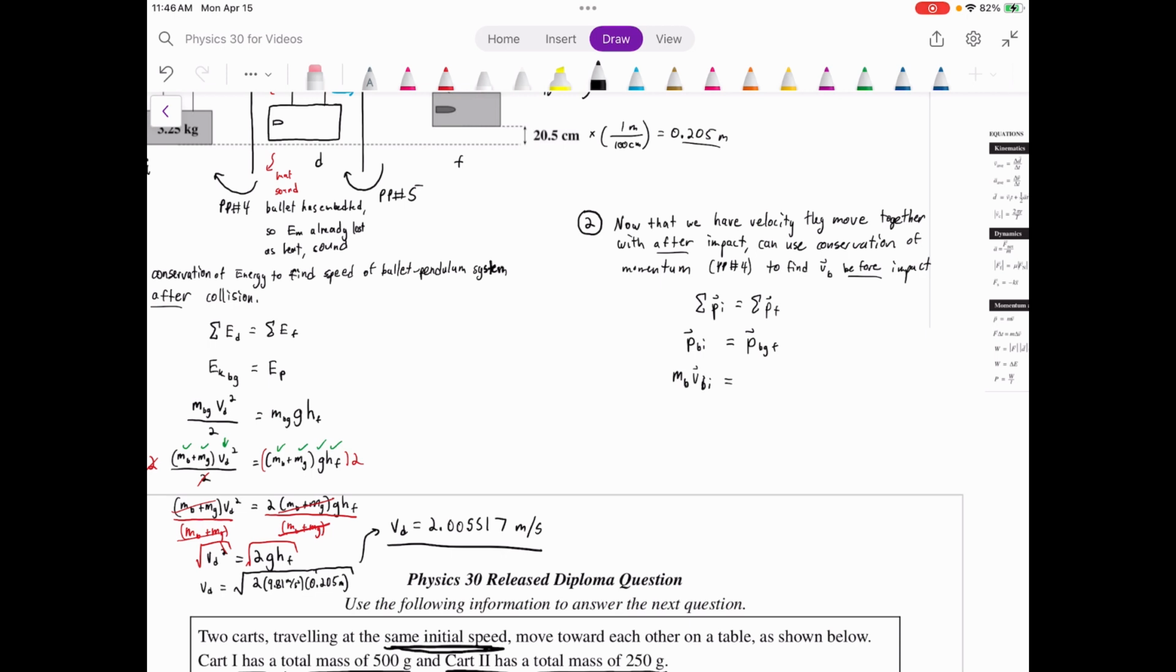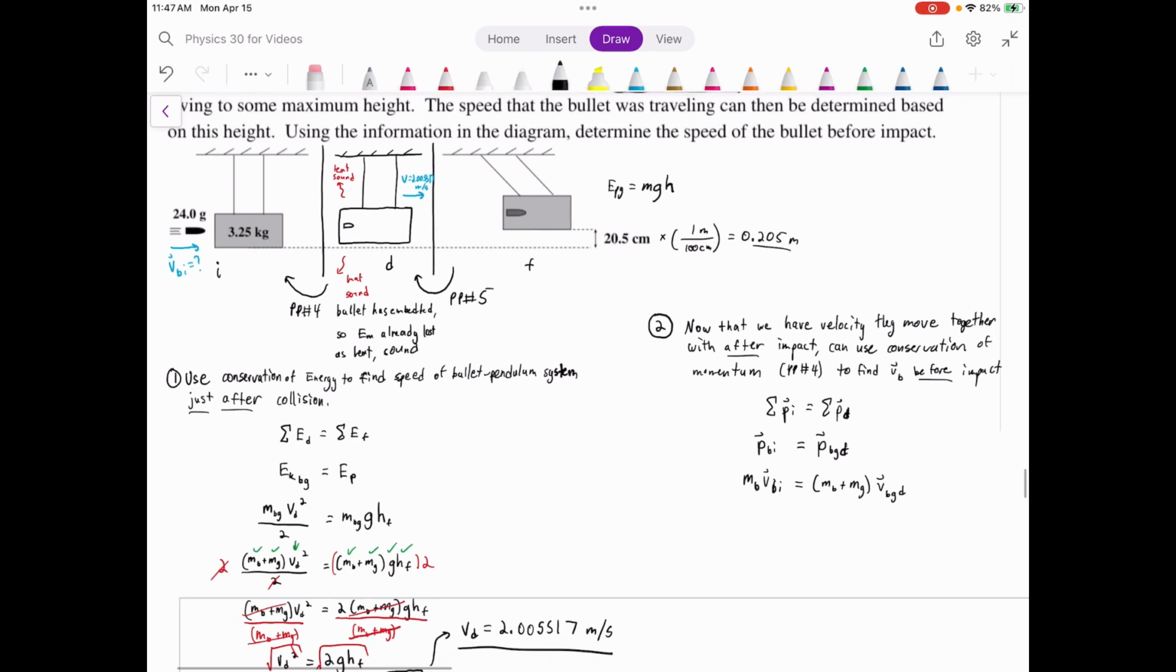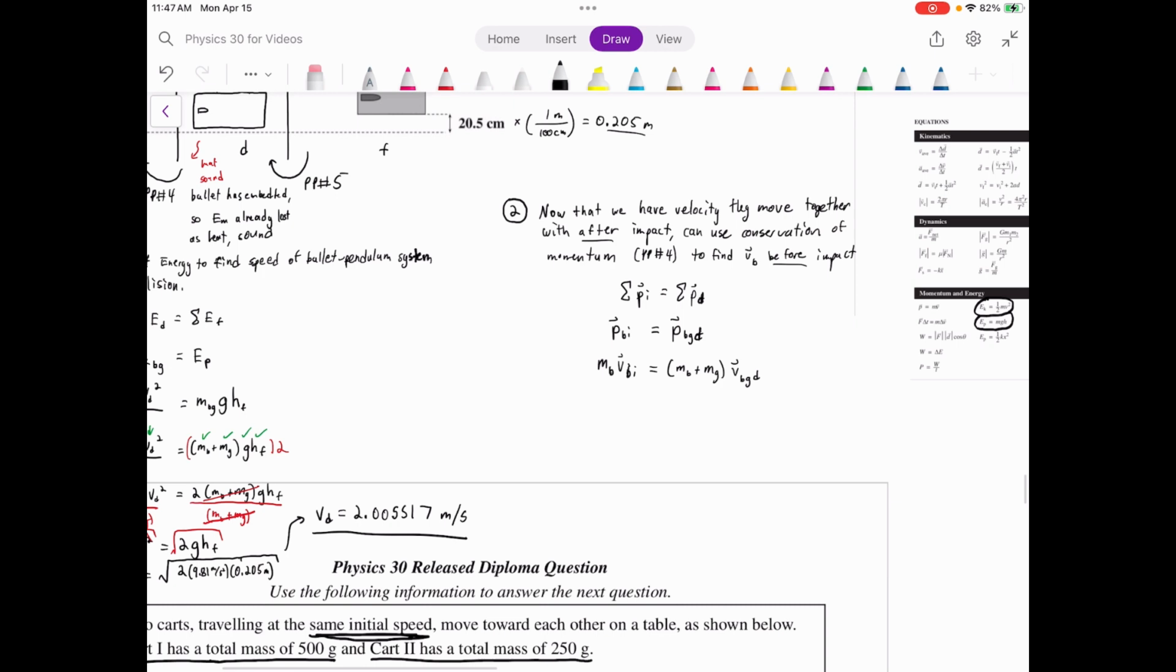And that will be equal to the momentum of their combined mass, which is just their combined mass, bullet plus mass gel, times their combined velocity, which we just found in the first step, right? That's why we found it. So times the velocity of, I said final here, I guess I should say during, if I'm being consistent, okay? The velocity of the bullet gel system during, meaning during, again, just to stand in for in between initial and final, okay? So now, we want to solve for the velocity of the bullet initial.